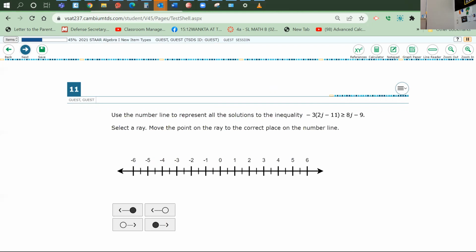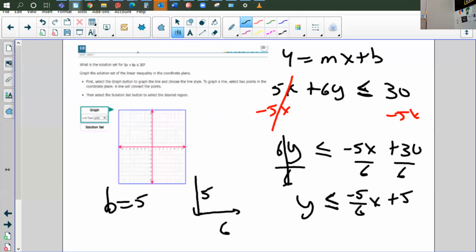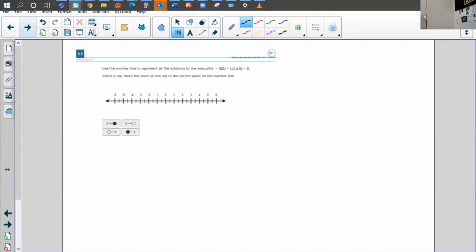We've got to solve for J. Let's rewrite this a little bit bigger so you guys can see it. We have minus 3 times (2j minus 11) greater than or equal to 8j minus 9. All right, so we're going to solve for this.